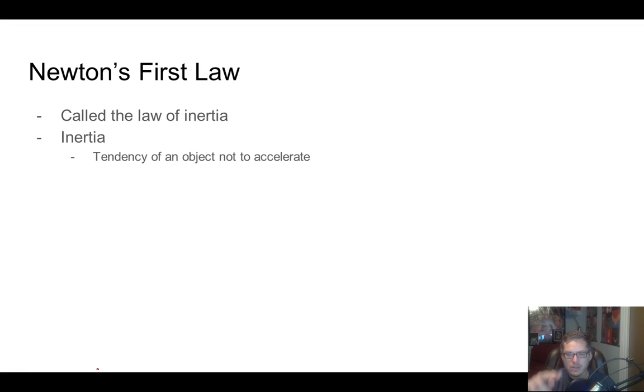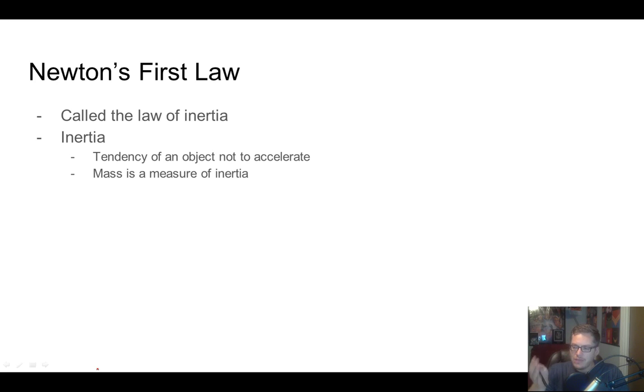Now, inertia is defined thusly: it's the tendency of an object not to accelerate. Mass is a measure of inertia. So the more inertia something has, the less easy it is to move it, right? Because if you want to move something, that means you want to accelerate it. Acceleration is defined as a change in velocity, and velocity is a vector. So if we want to change the velocity, we're trying to change the magnitude or direction of that velocity vector, right?